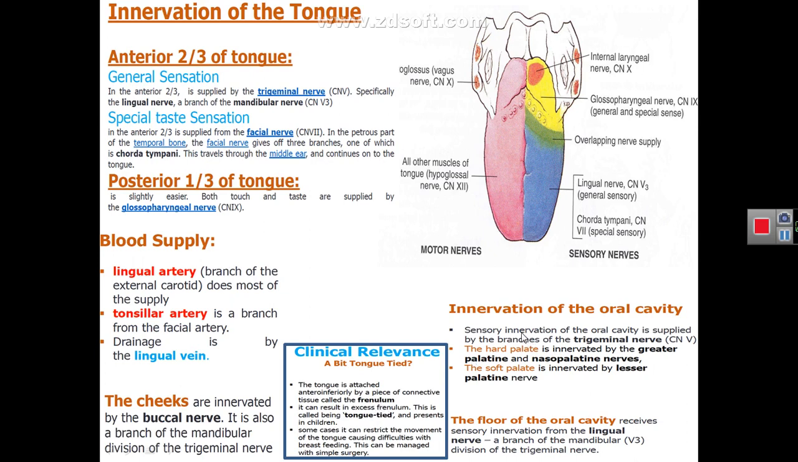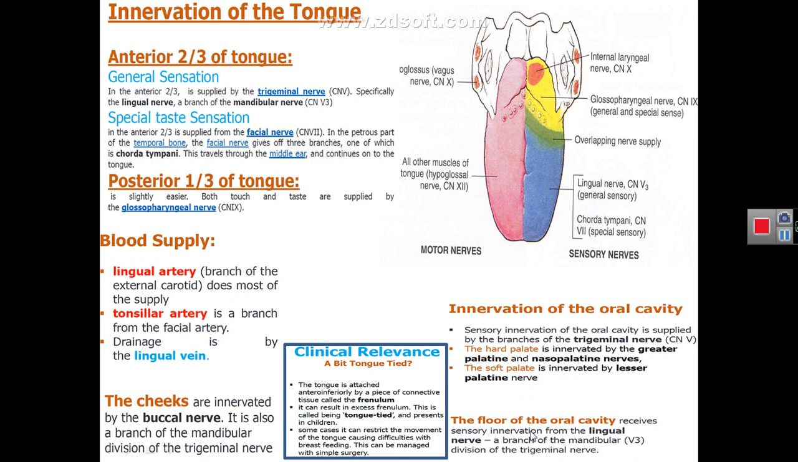Regarding innervation, the sensory innervation to the oral cavity in general is from the trigeminal nerve, while the hard palate is innervated by the greater palatine and nasopalatine branches of the maxillary nerve. The soft palate sensory innervation is from the lesser palatine branch of the maxillary nerve.